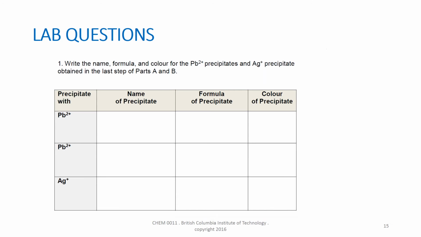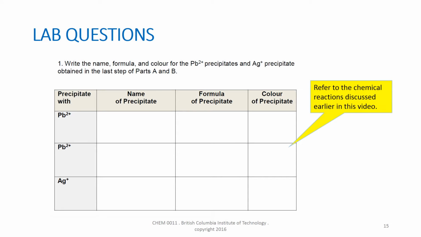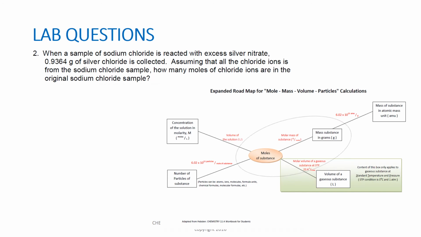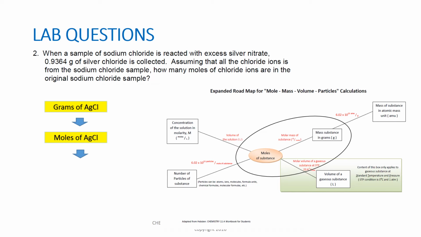Let's look at the lab questions. To answer question 1, refer to the chemical reactions discussed in this video to fill in the table. To answer question 2, refer to the roadmap to first convert the grams of silver chloride to moles of silver chloride. There is 1 mole of chloride ions per mole of silver chloride. For every mole of chloride ions in silver chloride, there is 1 mole of chloride ions in sodium chloride.